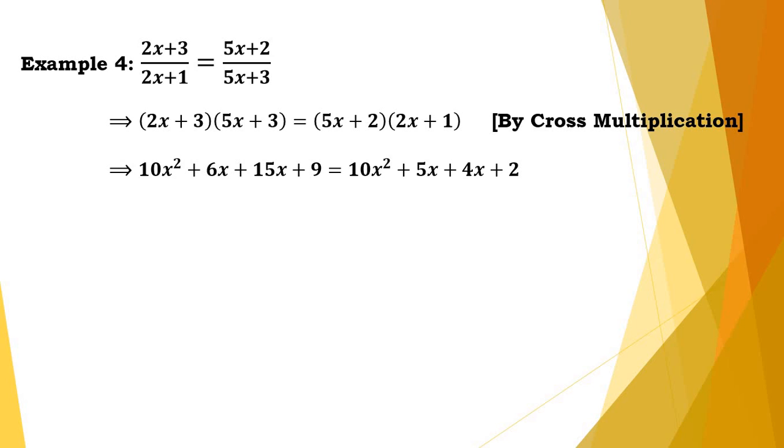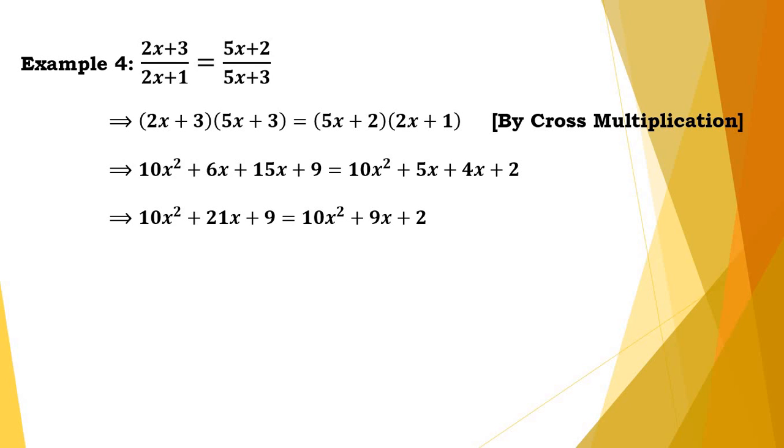Now you will first solve all the like terms. Okay, you will combine the like terms first. So here in the LHS we have two like terms, 6x and 15x, and in the RHS also we have two like terms, 5x and 4x. So we will combine them. So it will become like this: 10x square plus 21x plus 9 is equal to 10x square plus 9x plus 2.